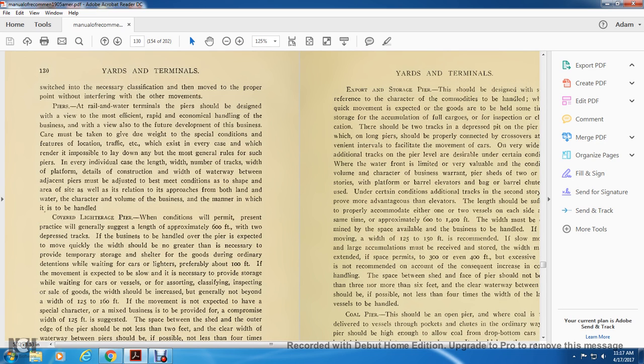Piers. All railway terminal piers should be designed with a view to the most efficient, rapid, and economical handling of the business, and also from the view of future development of the business. Care must be taken to give due weight to the special conditions for the future location, traffic, etc.